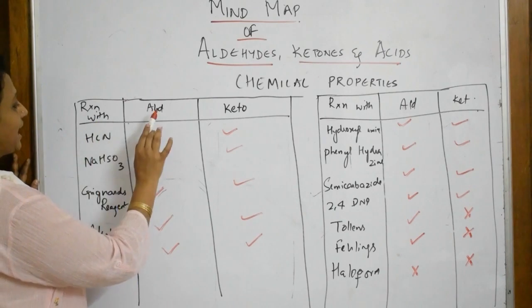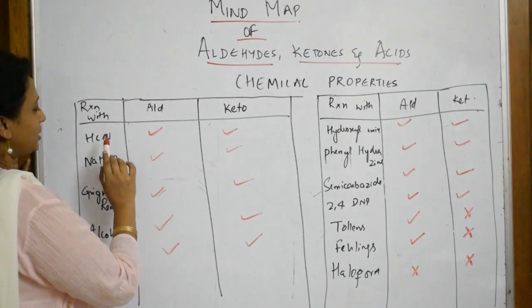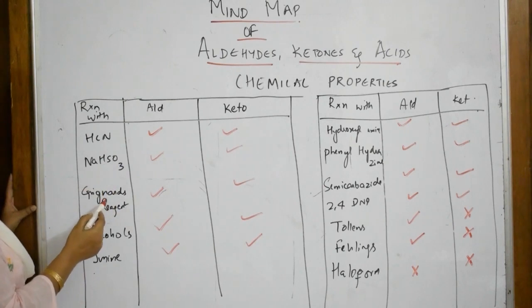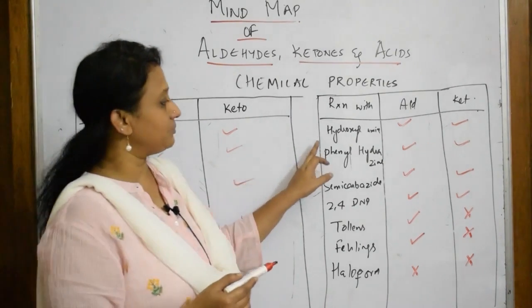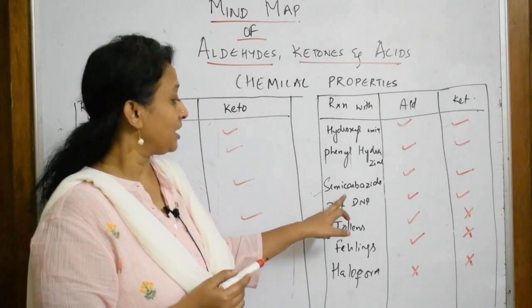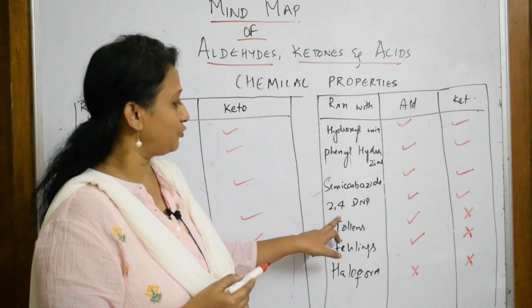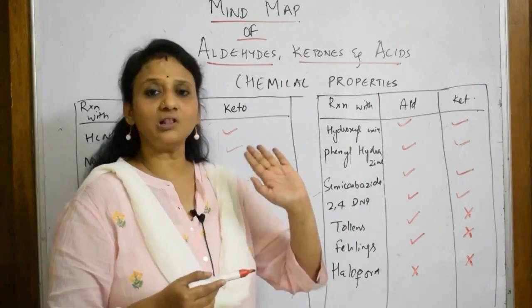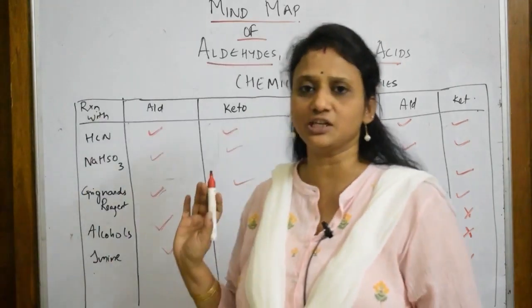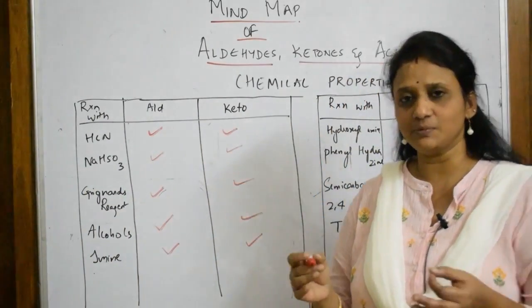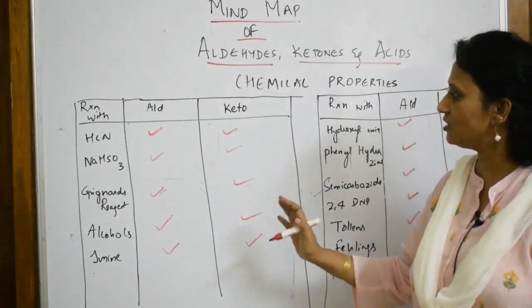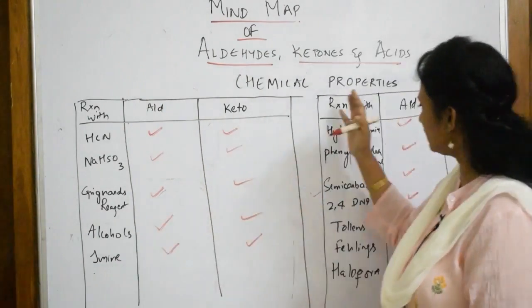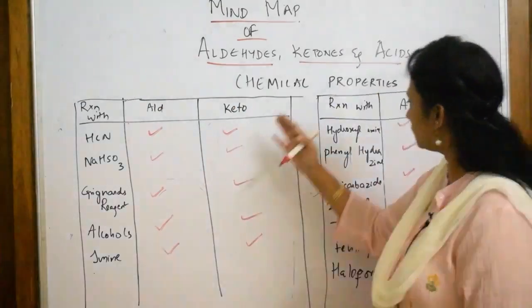Here reaction of aldehyde with HCN, yes. So HCN, sodium bisulfite, Grignard's reagent, alcohols, imines, hydroxylamine, phenyl hydrazine, reaction with semicarbazide, 2,4-DNP. Till here all the reactions are shown by aldehydes and ketones. So don't worry, as I said, I'll be showing you the detailed explanation also. So all these reactions, the aldehydes will react with all these, ketones also will react with all these.